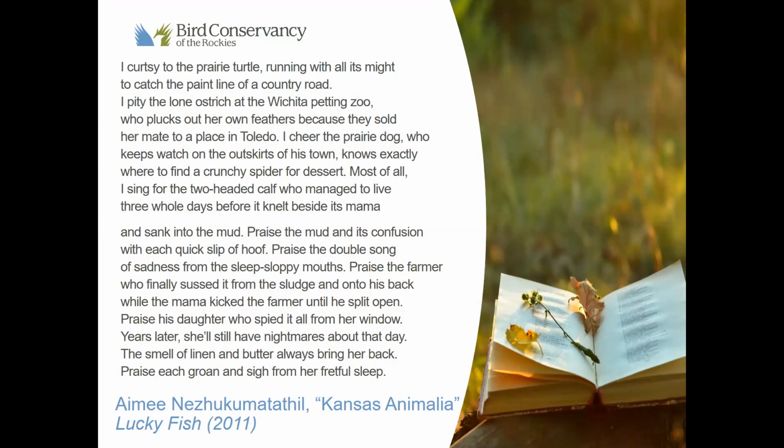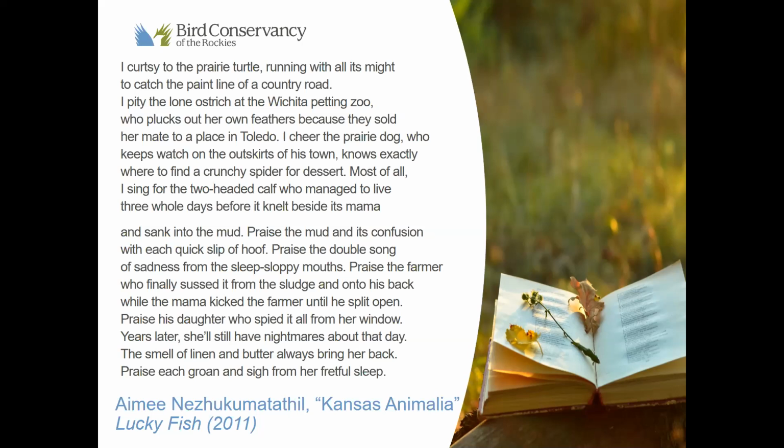I curtsy to the prairie turtle, running with all its might to catch the paint line on a country road. I pity the lone ostrich at the Wichita petting zoo, who plucks out her own feathers because they sold her mate to a place in Toledo. I cheer the prairie dog, who keeps watch on the outskirts of his town, knows exactly where to find a crunchy spider for dessert. Most of all, I sing for the two-headed calf who managed to live 3 whole days before it knelt beside its mama and sank into the mud.